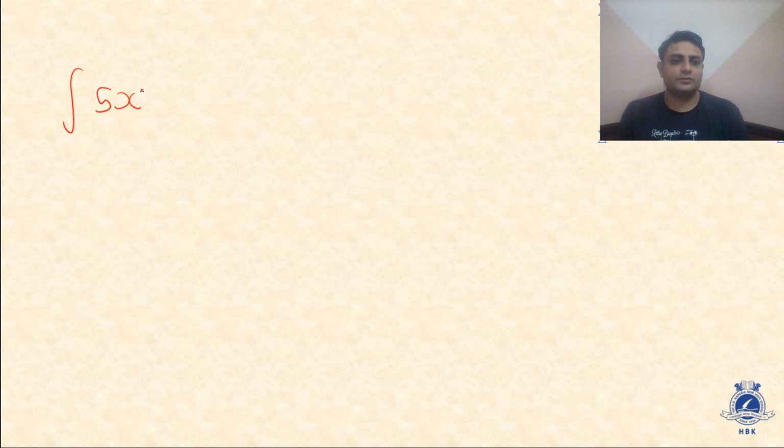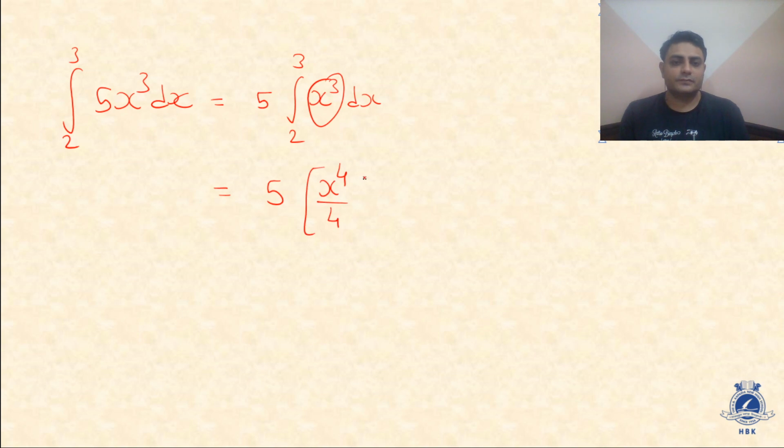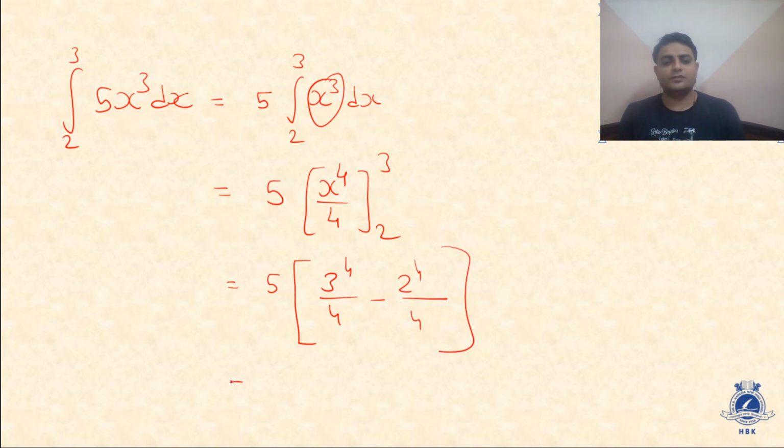Integration of 5x raised to 3 dx from 2 to 3. First of all, we have to take the constant out of the integration: 5 times the integration from 2 to 3 of x cube dx, that will give 5 times x cube becoming x raised to 4 by 4 from 2 to 3. The next step will be, 5 will remain outside. Instead of x we have to give 3, we get 3 raised to 4 by 4, minus, instead of x we have to give 2, we'll get 2 raised to 4 by 4. Okay, that will be our answer. You can also solve this thing further, but there is no need to do that right now. Okay, so this is the formula number 2.